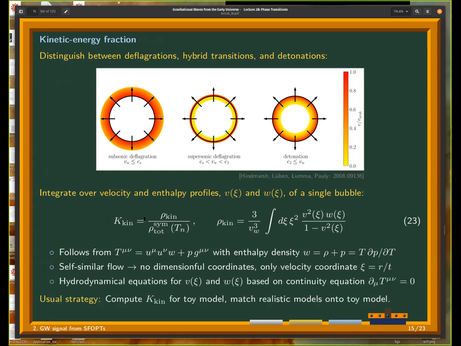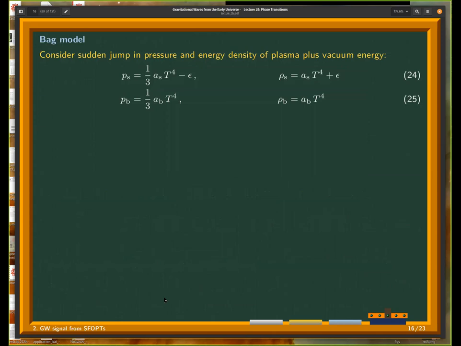Maybe I can just jump over a couple of details. These equations for the velocity profile and the enthalpy are given in terms of hydrodynamical equations that follow from the continuity equation of this system. I take the energy momentum tensor, the divergence is supposed to be zero, and from this I can derive hydrodynamical equations for v and omega. Then you solve these equations, you find the profile, and you can calculate the kinetic energy density. And then typically, and maybe this is the last thing I want to cover in this lecture before we conclude, the usual strategy is to calculate the kinetic energy fraction in a toy model as a function of a couple of simple parameters. Then in a more realistic case, you want to match your realistic model onto the toy model and use the results for the kinetic energy fraction that you obtained in the toy model. So this is the last thing I want to cover before we conclude.